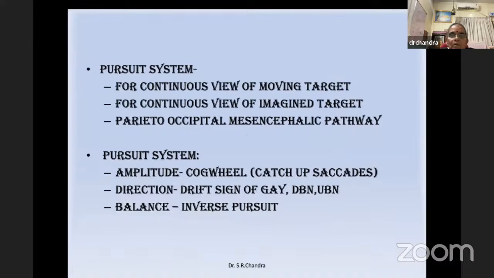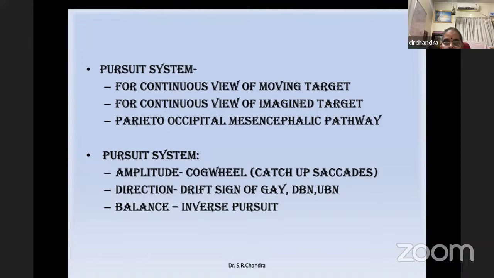Next is the pursuit. So we saw the vestibular system, we saw saccadic system abnormalities. Pursuit system is for following a continuously moving object, and it can also be for viewing of an imagined target. You can have hallucination. If there is a hallucination, the patient can follow the moving hallucination with a pursuit. And the pathway is the parieto-occipito-mesencephalic. Saccade is fronto-mesencephalic. Pursuit is parieto-occipito-mesencephalic. And pursuit system has got an amplitude, direction, and balance. If the amplitude of the pursuit is reduced, it takes the help of the saccade.